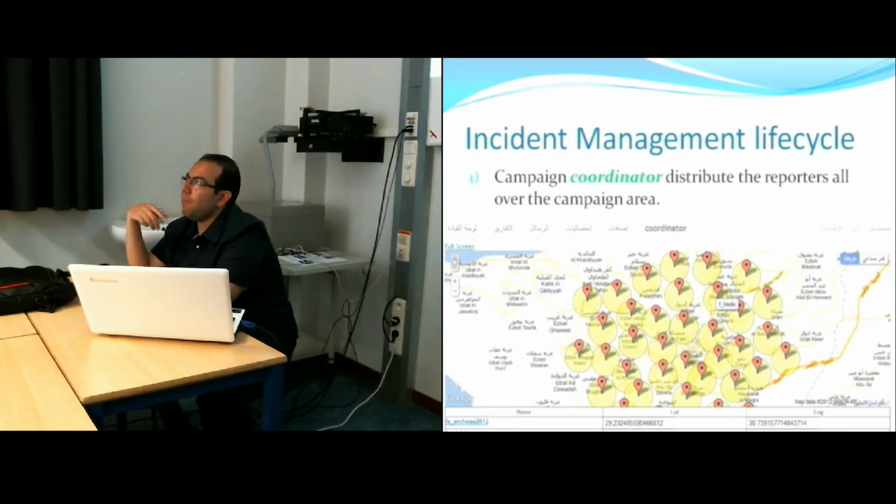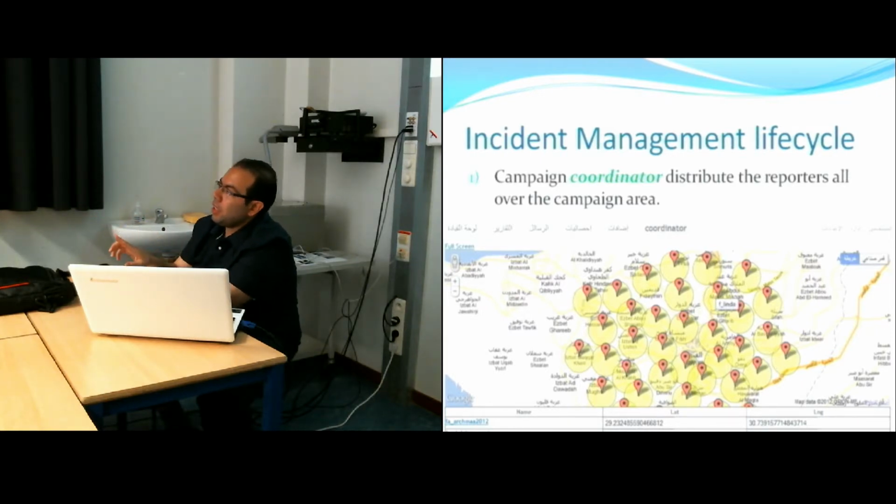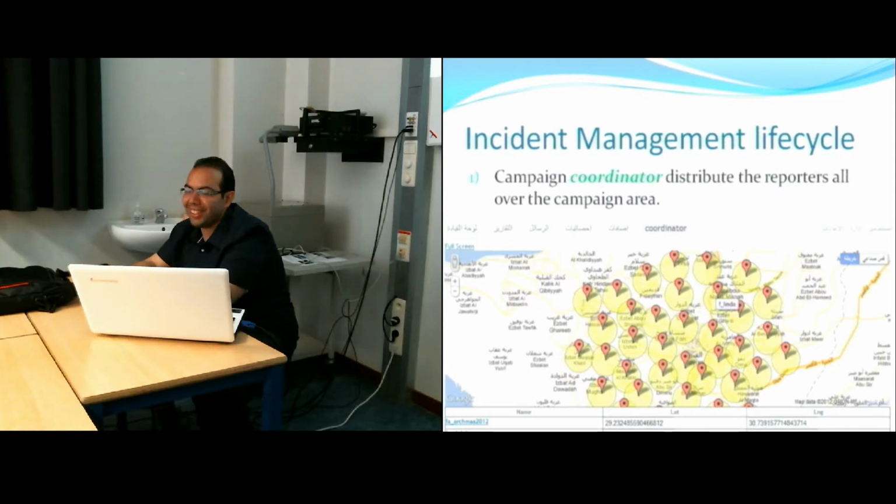For example, they memorize the famous buildings with certain latitude and longitude, and they are expert at estimating the distance, say 100 meters between them, so they can estimate the latitude and longitude for the violating building. They are very expert in this.